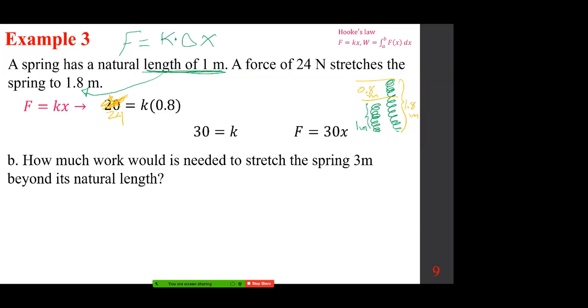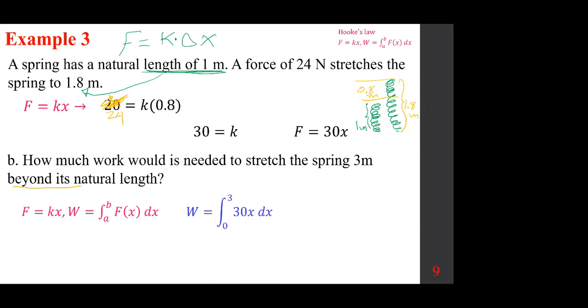3 meters beyond its natural length. That means, in essence, from 0 to 3. So we are going to use the integral of the same thing from 0 to 3. And as you know by now, of course, this is a very basic integration. You know how to do that. So it's 15x squared from 0 to 3. Replace the x with 3, becomes 9. You multiply it by 15, you get 135.